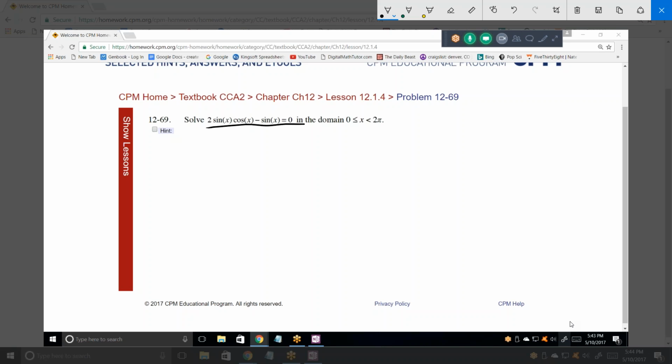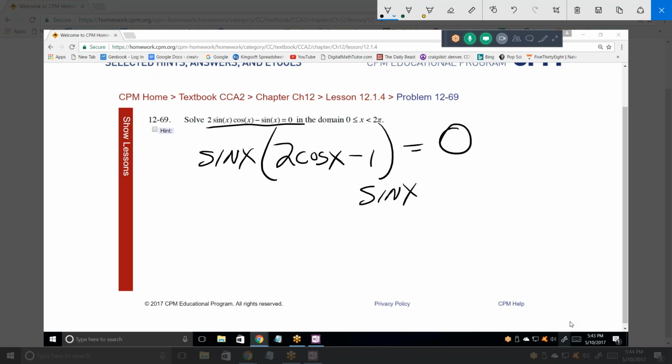Factor out a sine. In other words, the greatest common factor, leaving this, right? Now, if that is a true statement, and it is, what has to be true? What must sine of x be equal to? 0. Where does that occur in this domain? At pi and 2 pi.